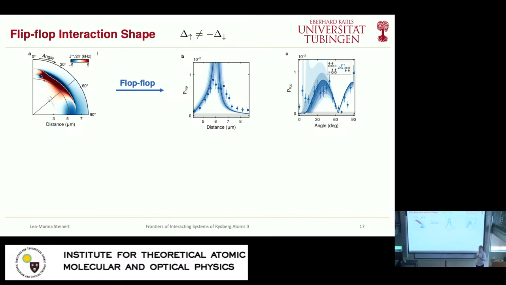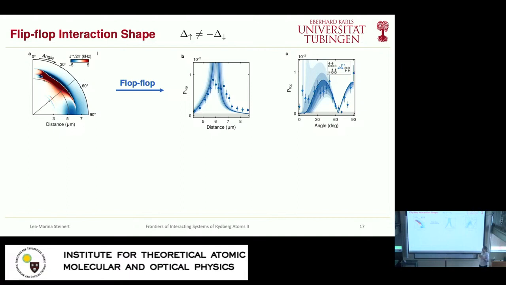And this, you can understand as follows: in order to obtain those flop-flop interactions, you're summing over all those van der Waals shifted eigenstates, right? Meaning that actually at this position here, they are all kind of destructively interfering, canceling the flop-flop interaction, which you can see here in this white area in this plot.